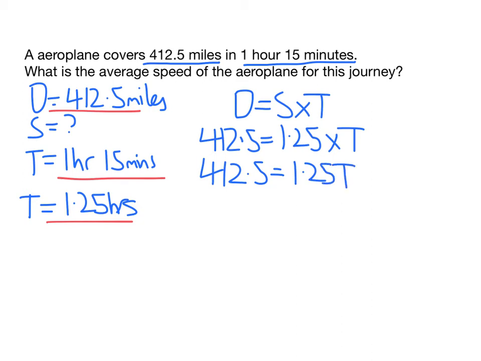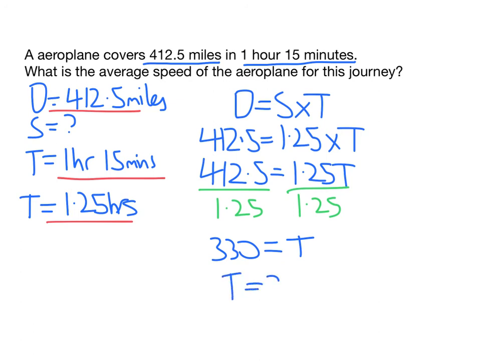To solve that equation, I need to divide both sides by 1.25. So 412.5 divided by 1.25 is 330. 1.25t divided by 1.25 is t. So t is equal to 330 miles per hour.